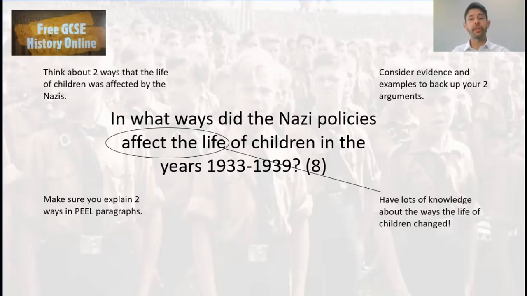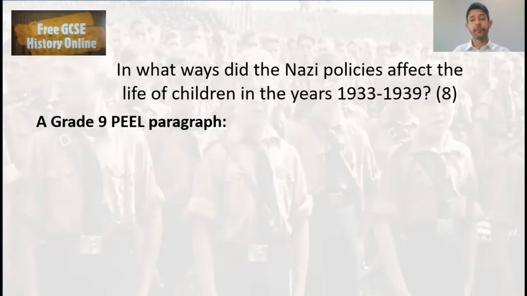If you want that top level of marks, explain a second way in which your point is affecting children in a slightly different way. Youth groups, maybe we're talking about being committed soldiers, explaining that. Then maybe we're explaining how they're more committed Nazis, or even how they might dob in their parents to the authorities, or become anti-Semitic, another wider idea. So let's give this a go.